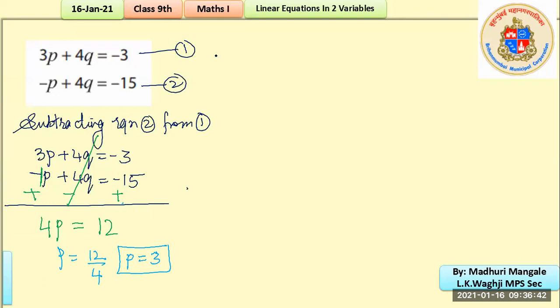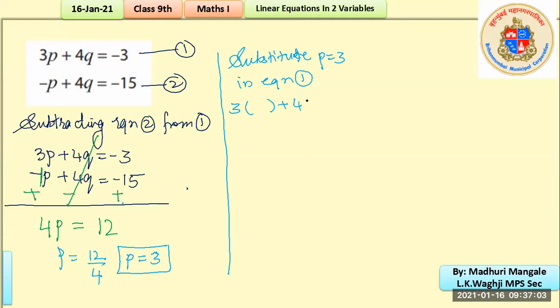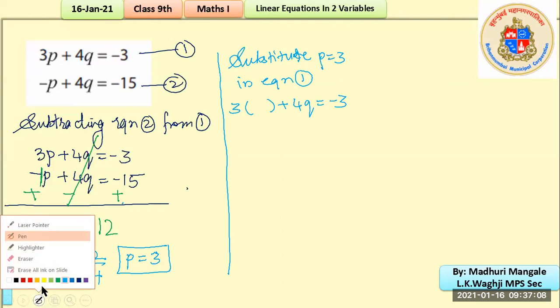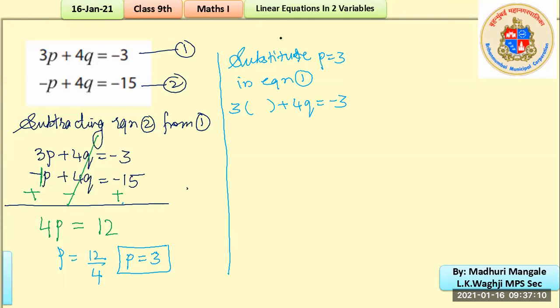And once we get the value of one variable, we substitute it in any of the equations. So substitute p equals 3 in any of the equations. Let's say in equation 1. So 3p plus 4q equals negative 3. Substitute p equals 3. So here we are going to write 3 instead of p. So 3 times 3 is 9 plus 4q equals negative 3.